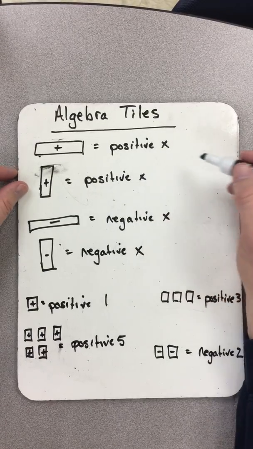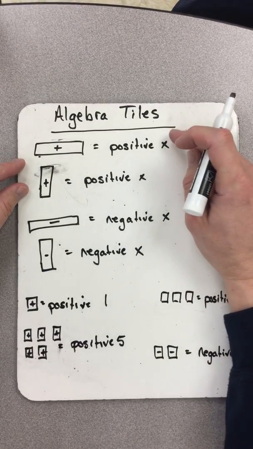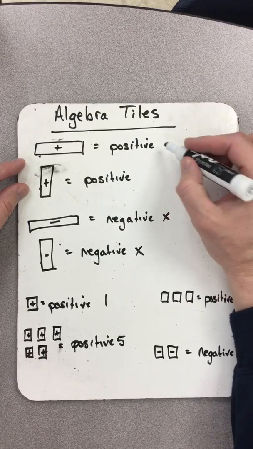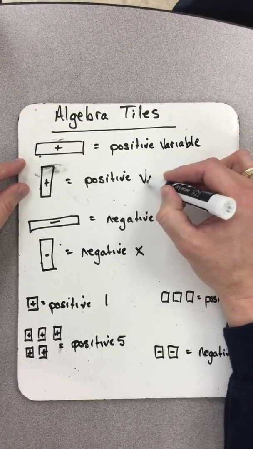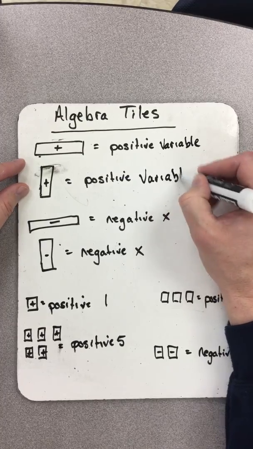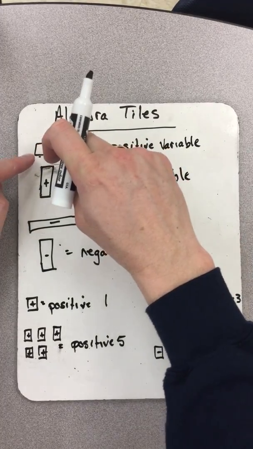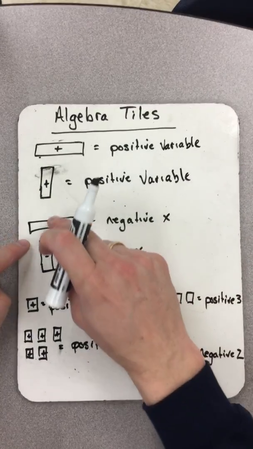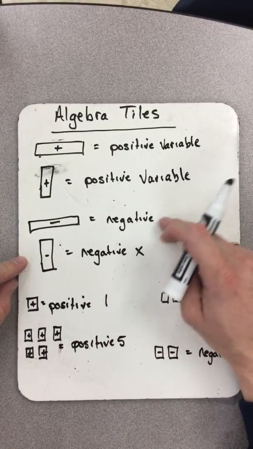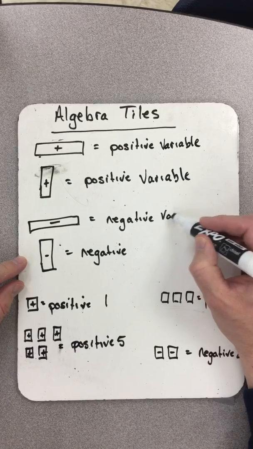It's just a positive variable. So I shouldn't say positive x, I'm just going to say a positive variable. Always a variable, remember, an unknown number. And so if you have a positive sign in them, it means a positive variable. If you have a negative sign, it's going to mean a negative, not x. We're going to say a negative variable.